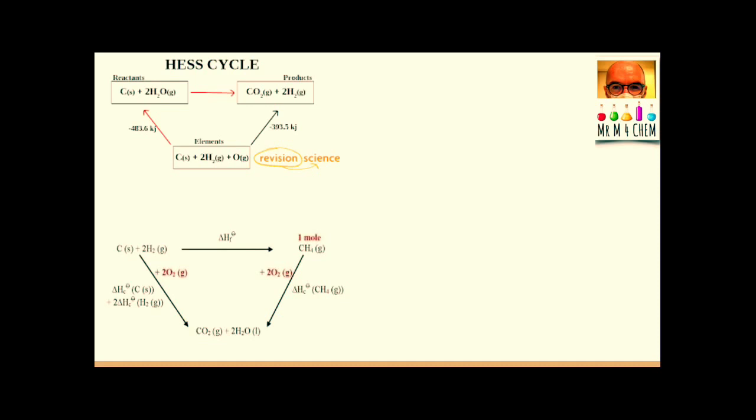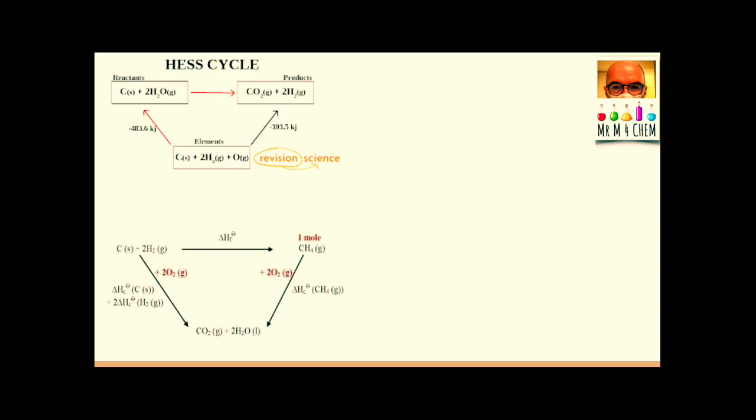At the bottom, we don't have elements, we have combustion products. And this is enthalpy of combustion: combustion of 1 mole of a compound with excess oxygen. Excess oxygen is important because if you have insufficient oxygen, you're going to get carbon and carbon monoxide and all sorts of sooty things. So we keep it clean. It's excess oxygen, CO2 and H2O.